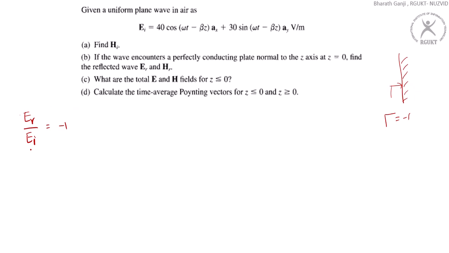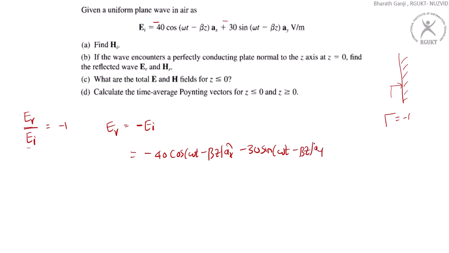Because ER by EI is -1, can I simply write ER as minus EI, just putting a minus sign in front? Maybe it won't be that simple. First of all, if ER by EI is -1, I can say ER is nothing but minus of EI. So people can simply write it as -40 cos of omega t minus beta z ax cap minus 30 times sine omega t minus beta z ay cap.